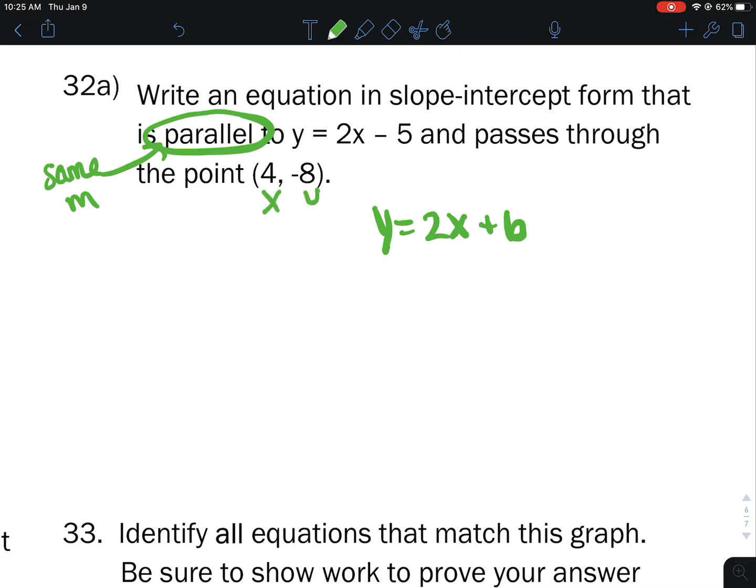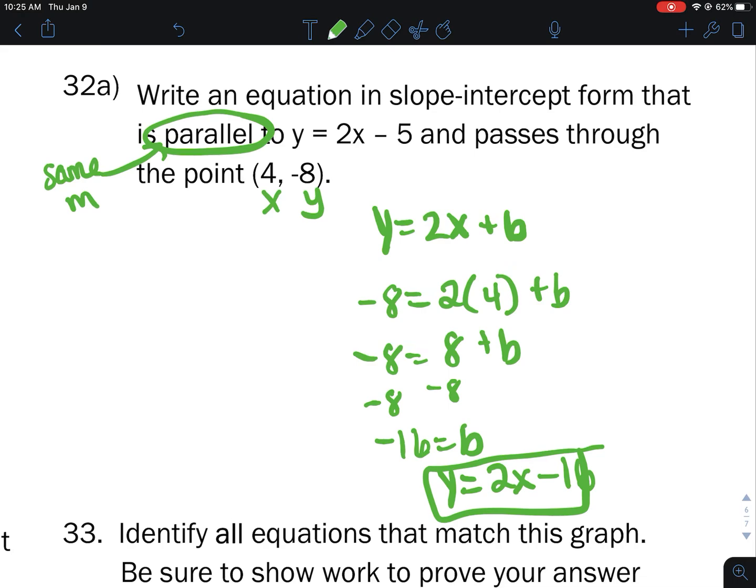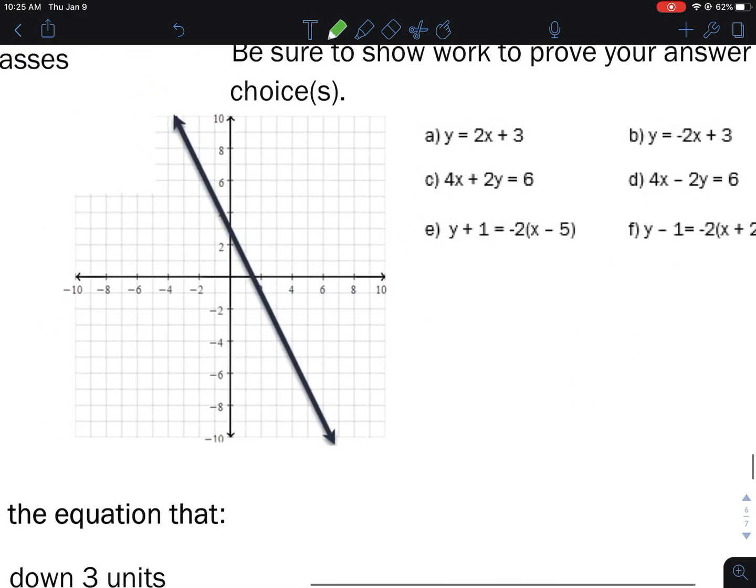To find the new intercept, we're going to go ahead and substitute in negative 8 equals 2 times 4 plus b. Negative 8 equals 8 plus b. So we get negative 16 as your b. So your whole equation would be that. They're parallel, they have the same slope, but different y-intercepts. And if you graphed it and took a look at it, it would go through that ordered pair.